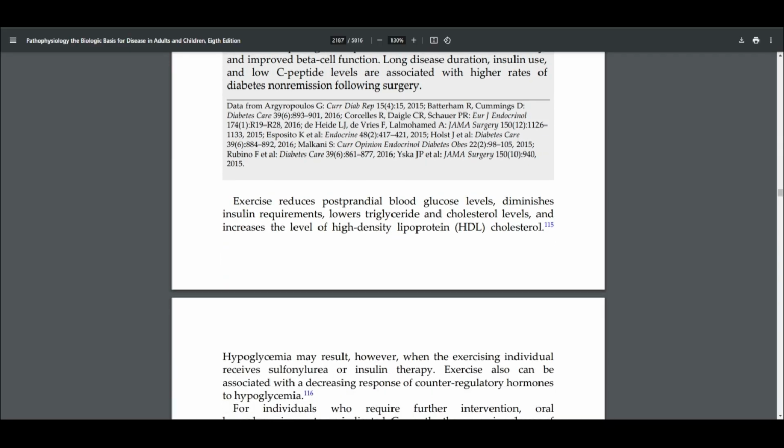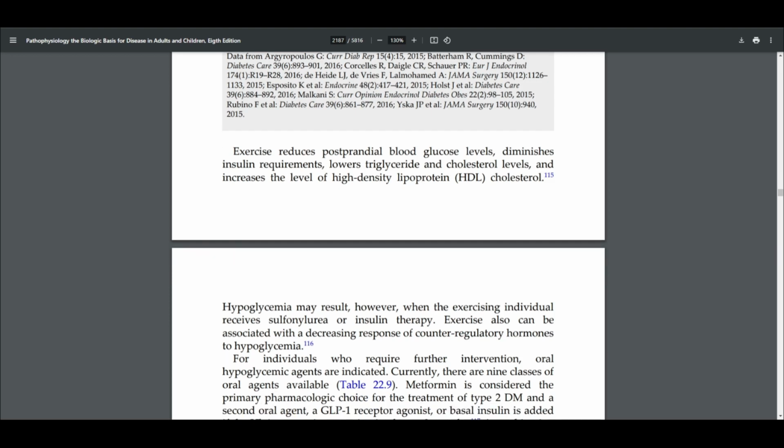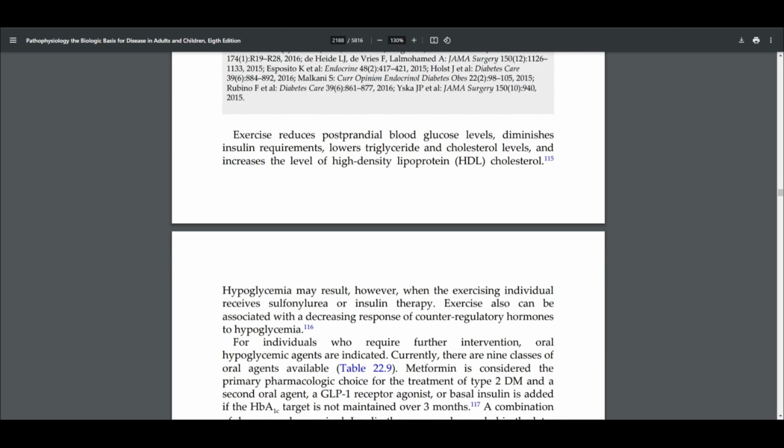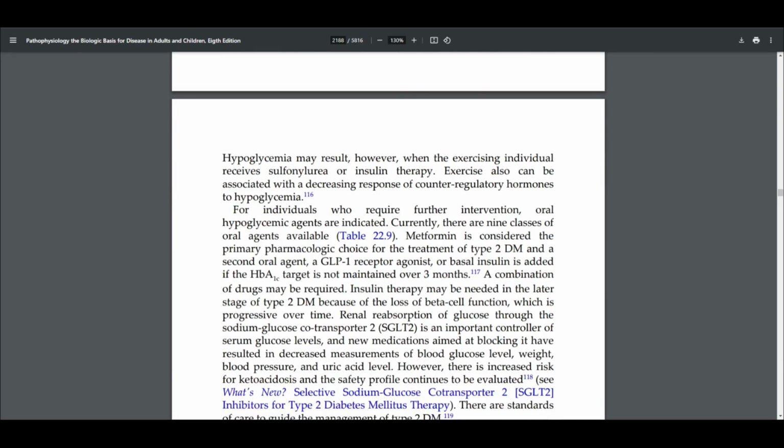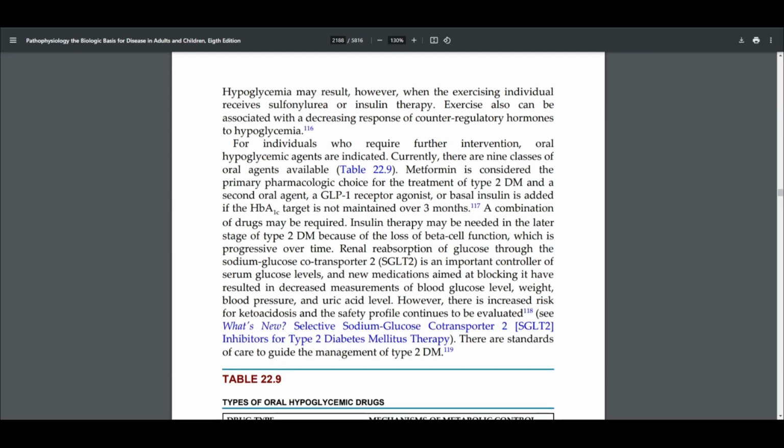Exercise reduces postprandial blood glucose levels, diminishes insulin requirements, lowers triglycerides and cholesterol levels, and increases the level of high-density lipoprotein cholesterol. Hypoglycemia may result, however, when the exercising individual receives sulfonylurea or insulin therapy. Exercise also can be associated with a decreasing response of counter-regulatory hormones to hypoglycemia. For individuals who require further intervention, oral hypoglycemic agents are indicated.